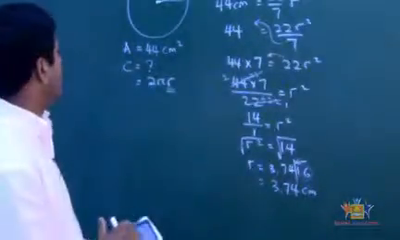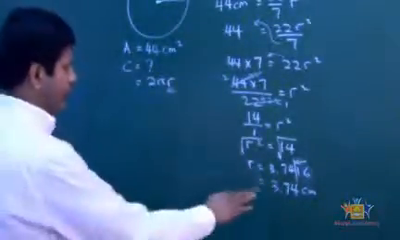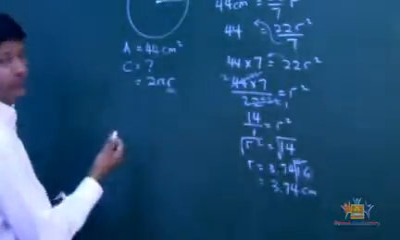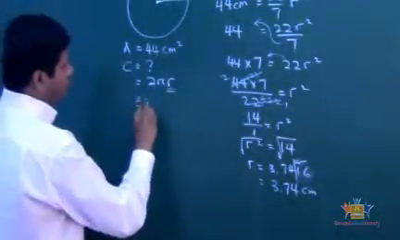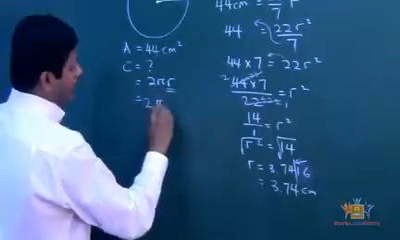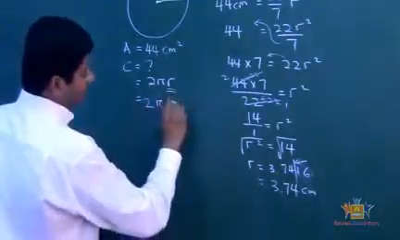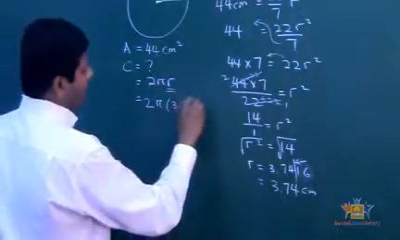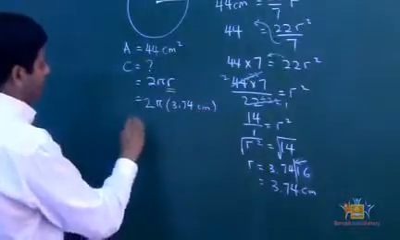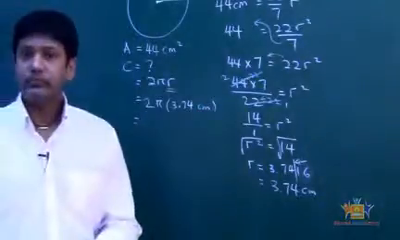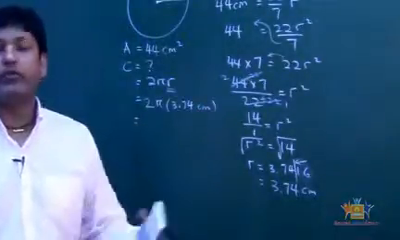But we're looking for what? Circumference, alright? So we know the radius. Now can I find the circumference? Yes. Just plug it in. 2 times pi times the radius is 3.74 centimeters. Now we take the calculator and we're going to use 3.142 in this case.